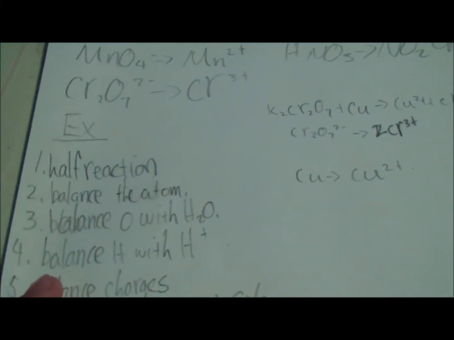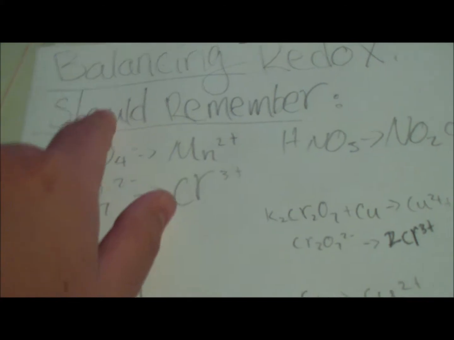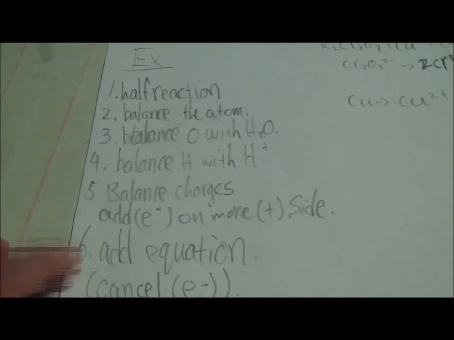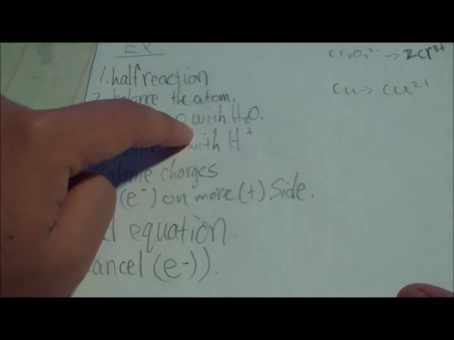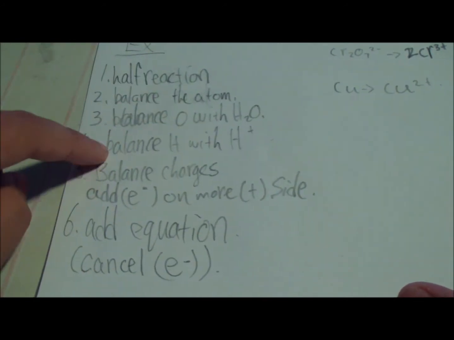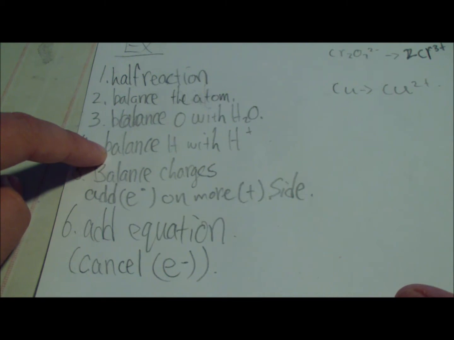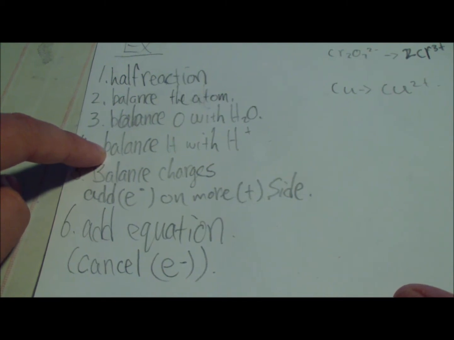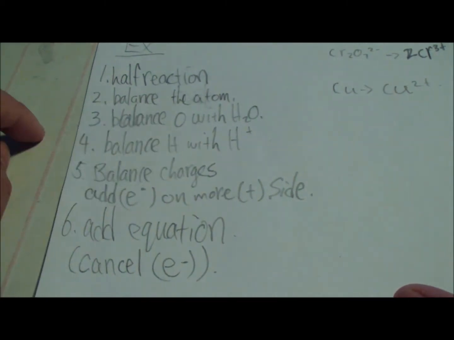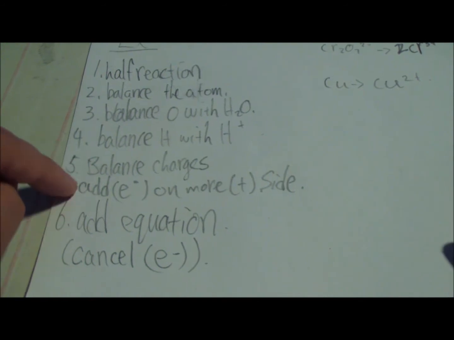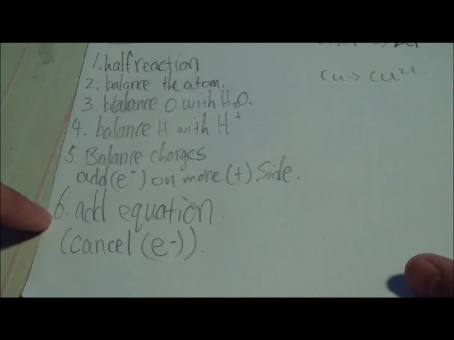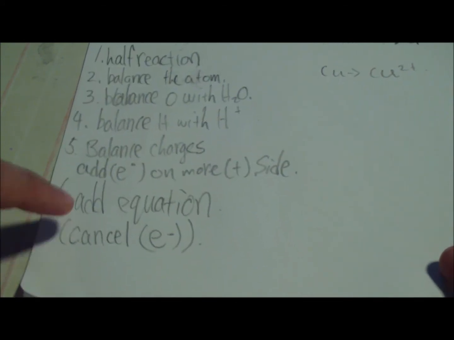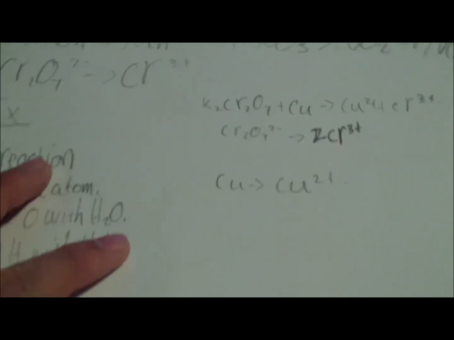I wrote down the steps to balancing a redox reaction. Write the half reactions, balance the atoms, balance oxygen with H2O, balance hydrogen with H plus, and balance charges by adding electrons on the more positive side. The last step is adding the equations together and canceling the electrons. Let's start from here.